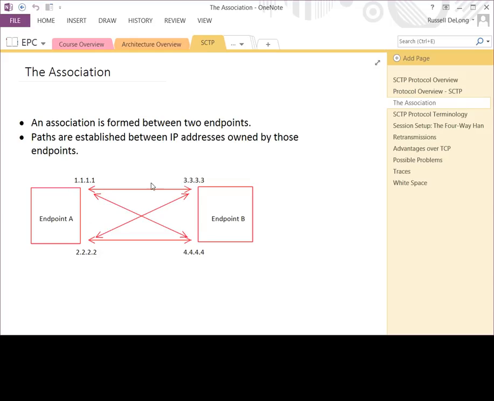So different IP addresses where you've got different paths, these four lines here where you see arrows. You can have keep alive messages being sent from 1.1.1.1 to 3.3.3.3, keep alive from 1.1.1.1 to 4.4.4.4. All four of these paths being maintained through keep alive mechanisms independent of each other, all part of one association between endpoint A and endpoint B.